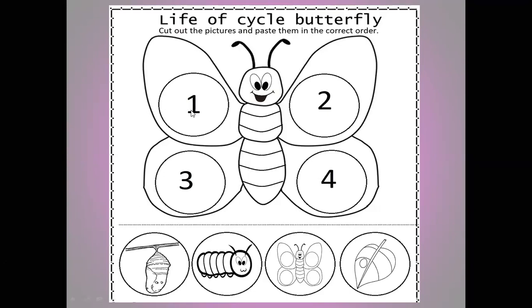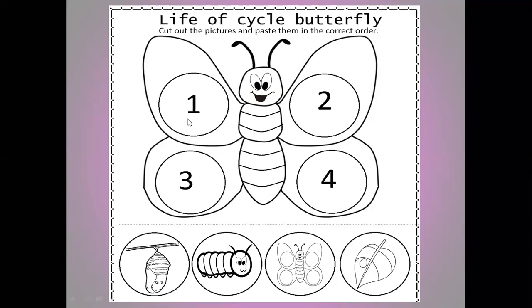What will come here on the first stage? Which picture will come? Pupa, caterpillar, butterfly or egg? Yes, Tala? Tala, you are listening? Butterfly. No, the first stage, what will come on the first stage? Pupa, caterpillar, butterfly or egg?